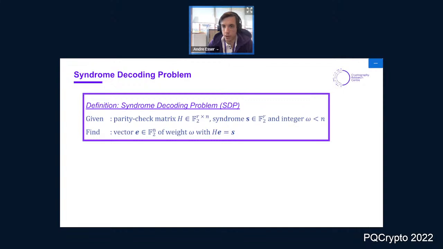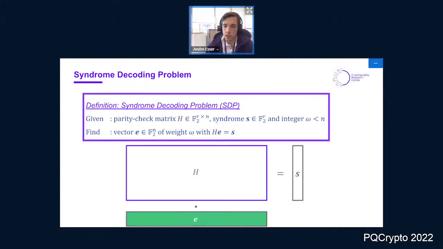Everything is binary, so we're working in F2, and we're given an integer omega, which is the error weight. We are looking for a vector e which fulfills H times e equals s, and has a Hamming weight of omega, meaning the number of ones in e is equal to omega. We will represent this compactly like this: H times e equals s.